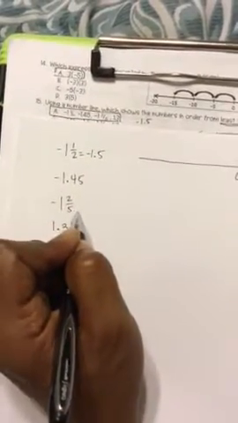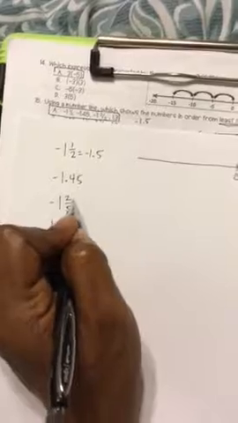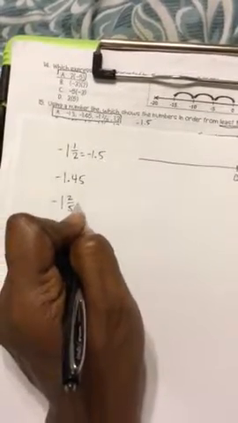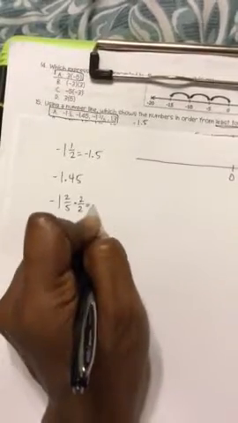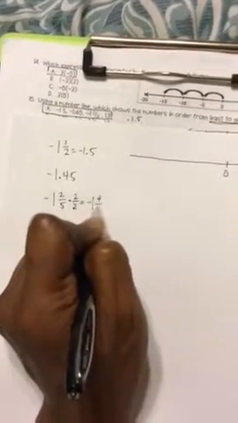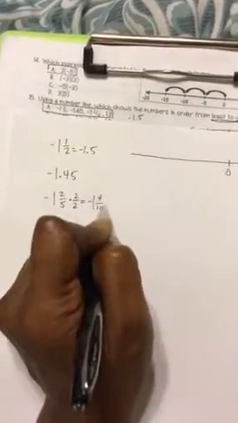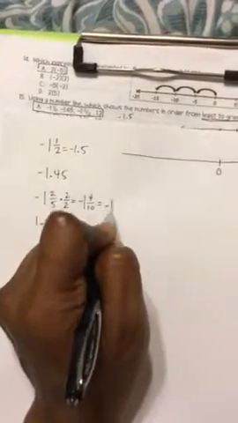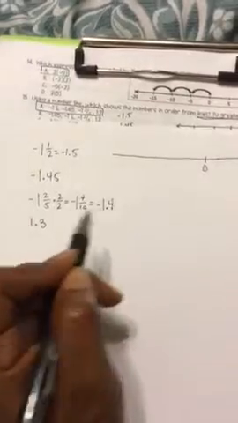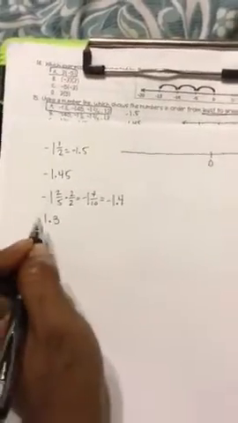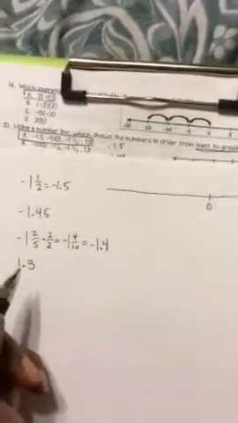Negative 1 and 2/5 is going to be negative 1.4. If I multiply this by 2 over 2, that ends up giving me negative 1 and 4/10. And the same way that I'd say that fraction is how I would write it as a decimal: negative 1 and 4/10, because the 4 is in the tenths place. And then again, this one also is in decimal form already.